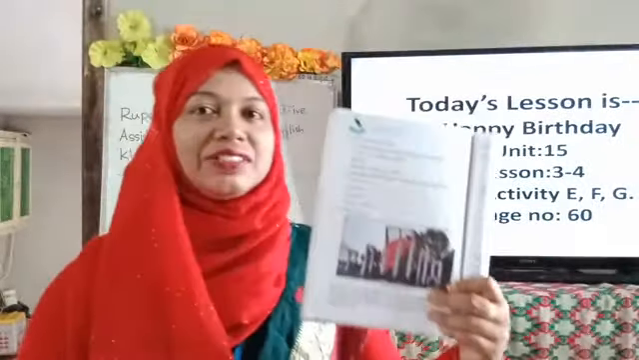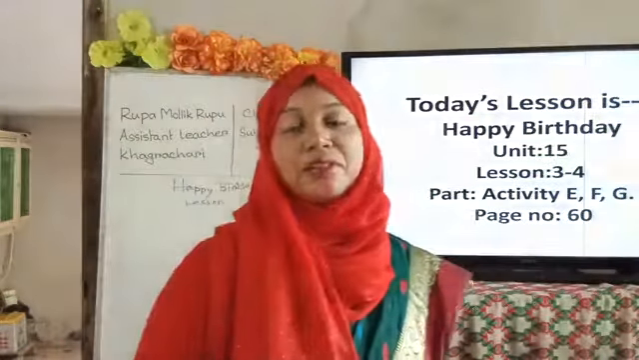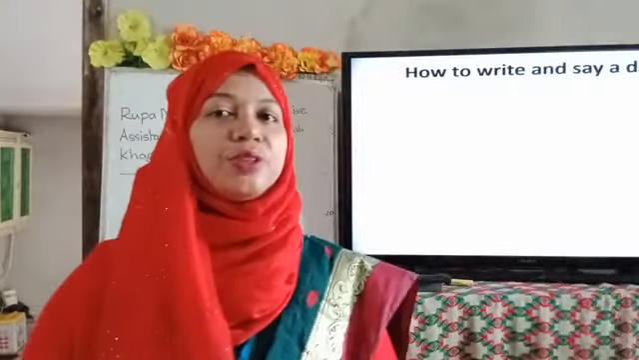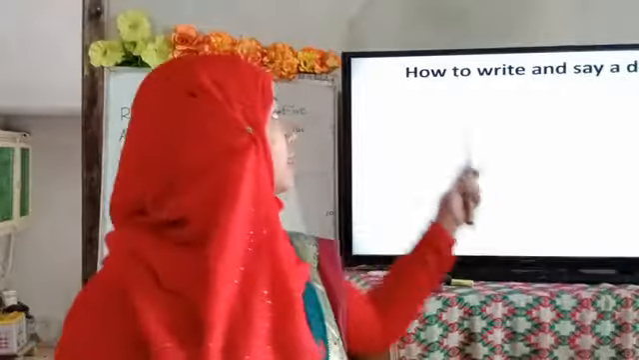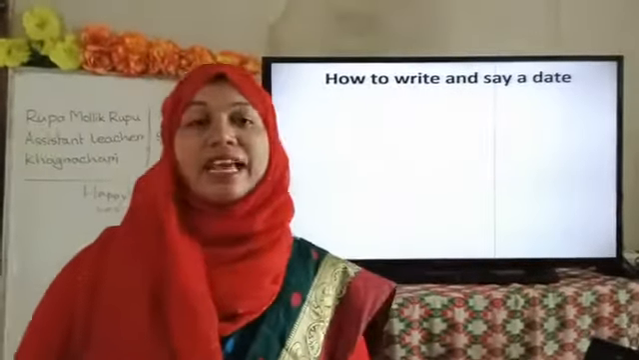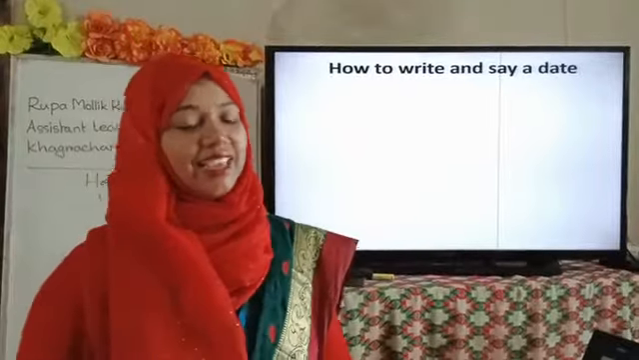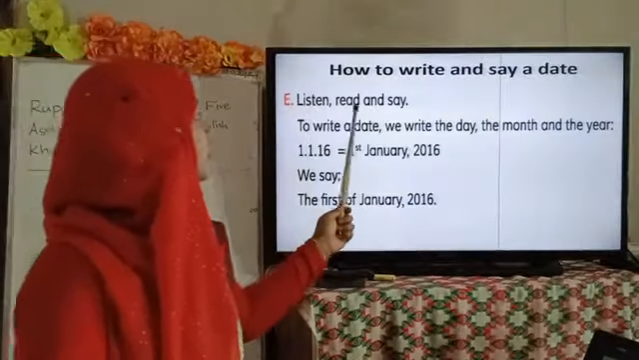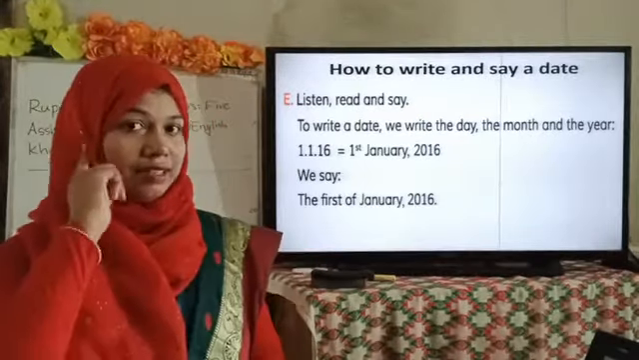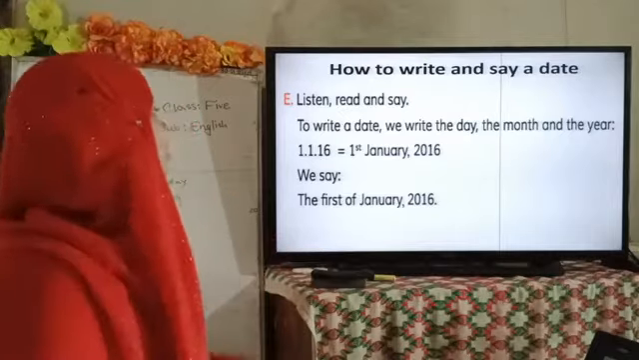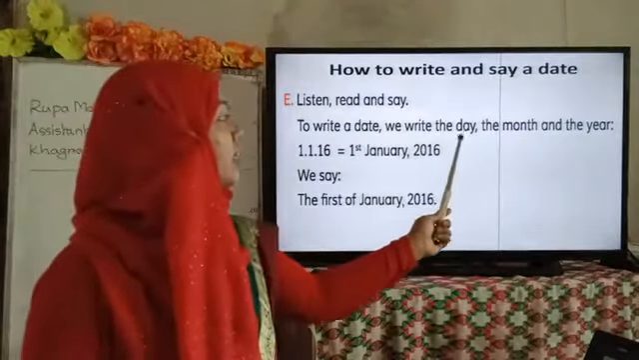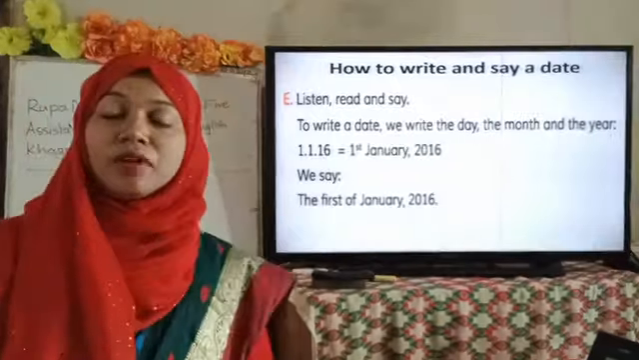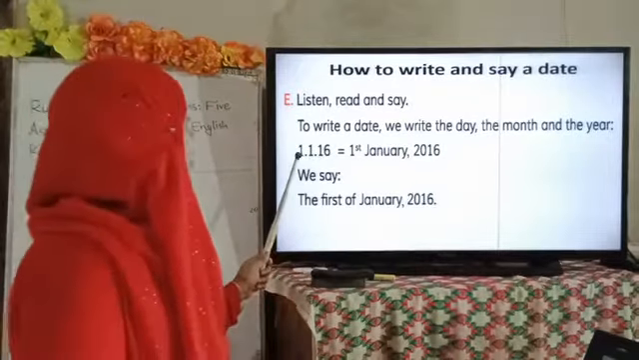At the very first, I would like to discuss something new, how to write and say a date. Do you know how to write and say a date? At first we have to write a date. Okay, dear students, in activity E, here is listen, read and say. To write a date, we write the day, the month and the year. To write a date, what do we use? A date. Look, here is a date.